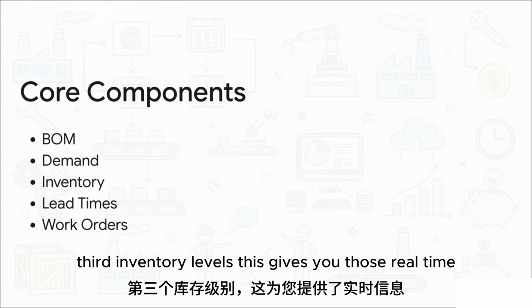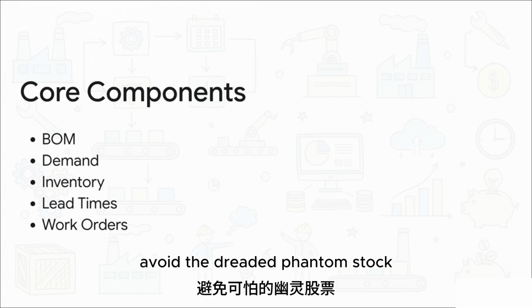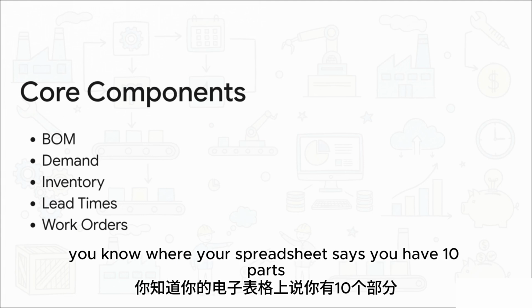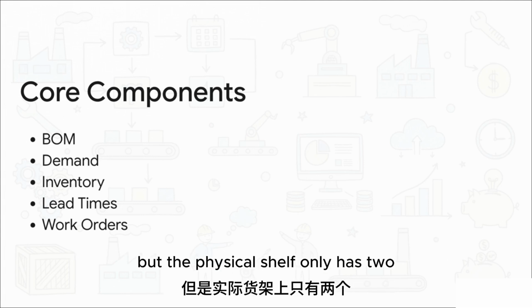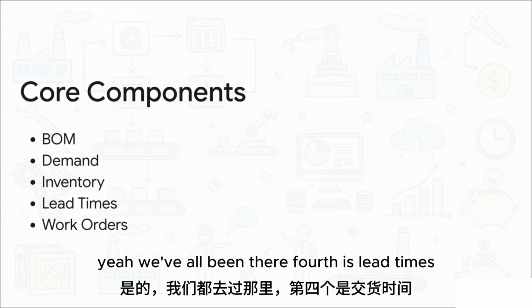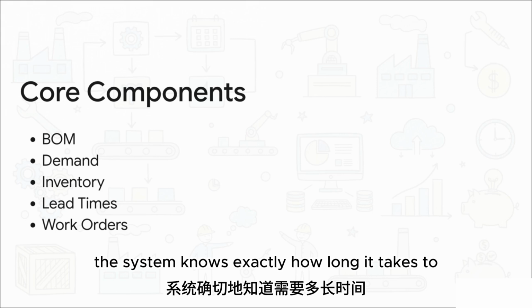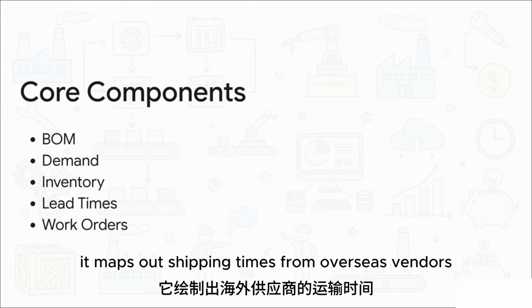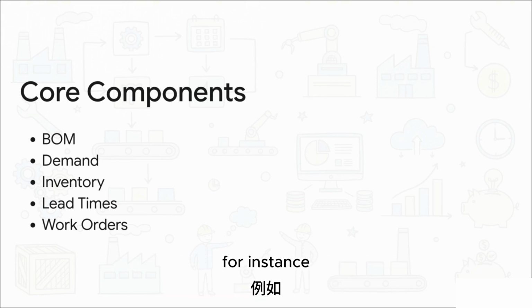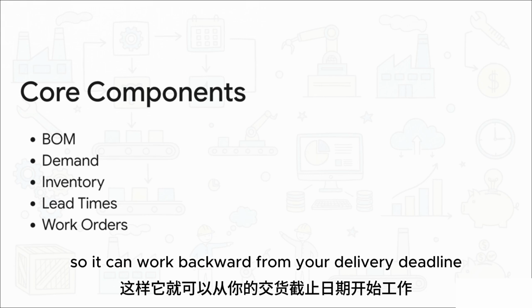Third, inventory levels. This gives you those real-time stock counts so you can finally avoid the dreaded phantom stock. You know, where your spreadsheet says you have 10 parts, but the physical shelf only has 2. Yeah, we've all been there. Fourth is lead times. The system knows exactly how long it takes to receive materials. It maps out shipping times from overseas vendors, for instance, so it can work backward from your delivery deadline.